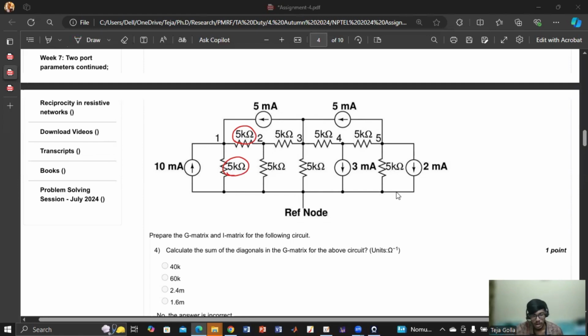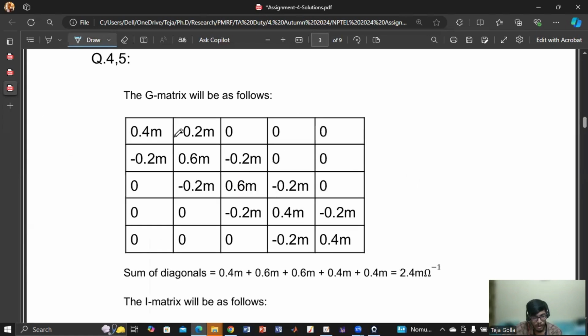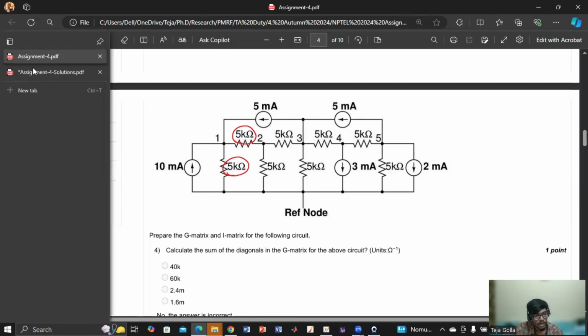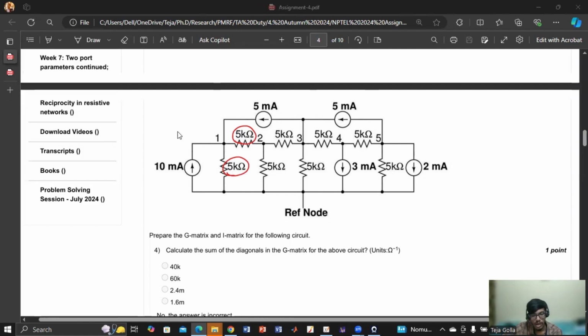So I'll solve this problem and I'll end today's session. So we have 5 kilo plus 5 kilo, which means 0.4 milli. I hope that part is clear. Again, if this meeting ends, kindly join back. I'll wind this session up at this problem.